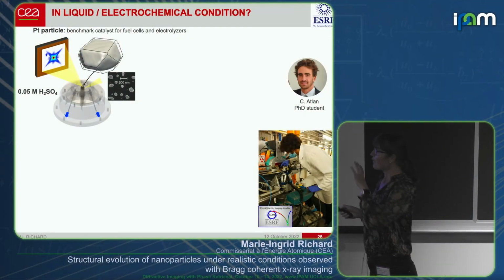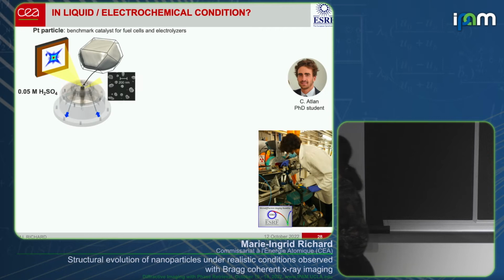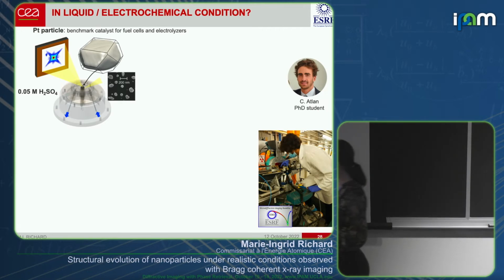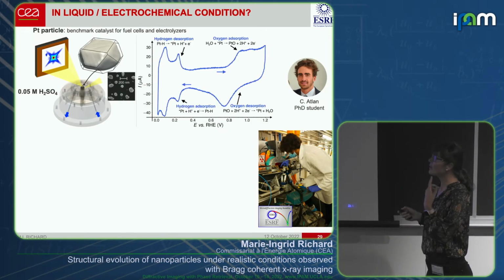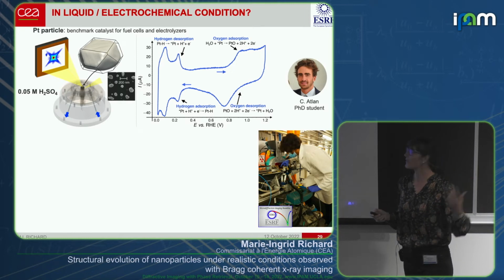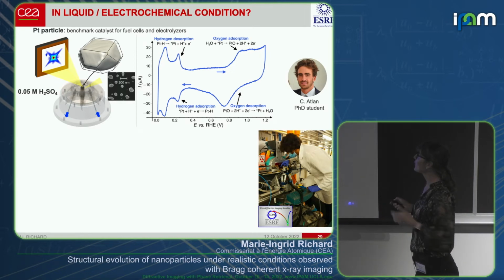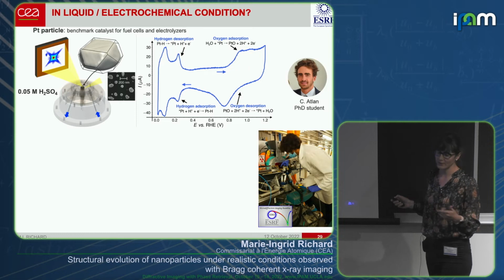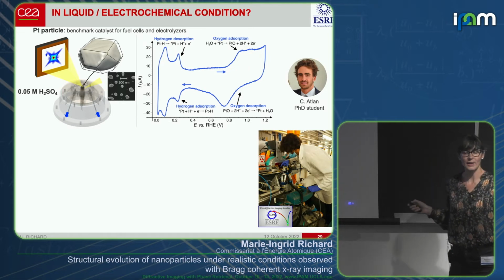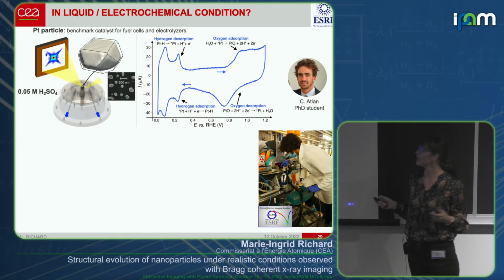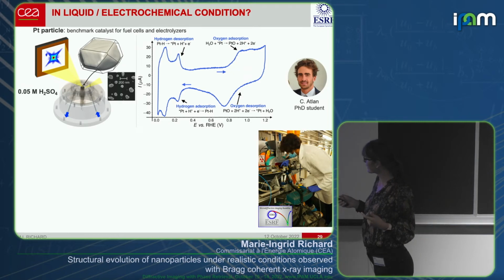Here we have no gas, but we have an electrolyte, sulfuric acid. And we will apply a potential, a CV curve, and what we obtain with our electrochemical cell is very comparable to what can be obtained in the laboratory. So we were quite happy here.